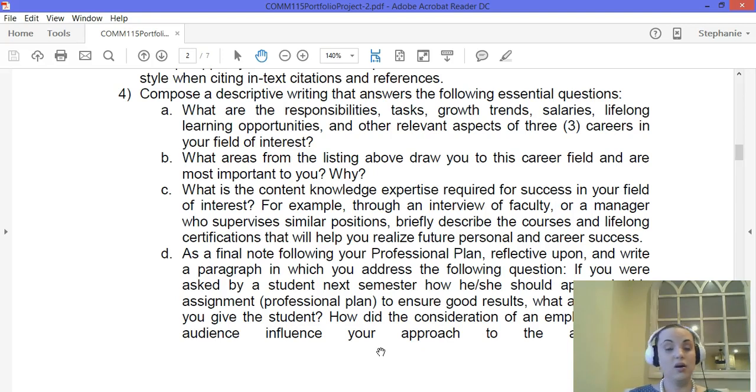You need to go on the virtual library's website. You need to look up growth trends and salaries and all those things. Maybe that would be some advice you would give them to help them be successful. I don't know. Maybe you'd give them some other different advice.